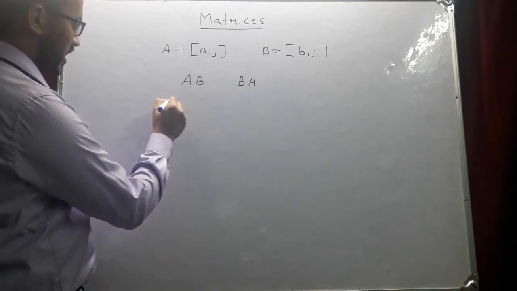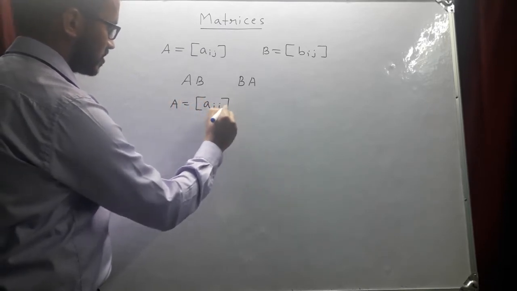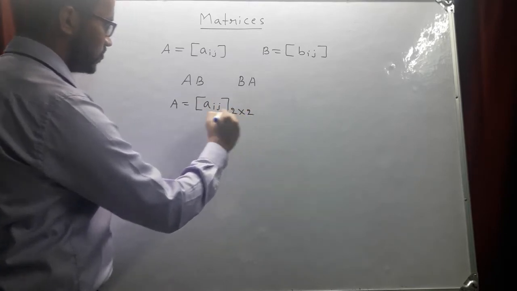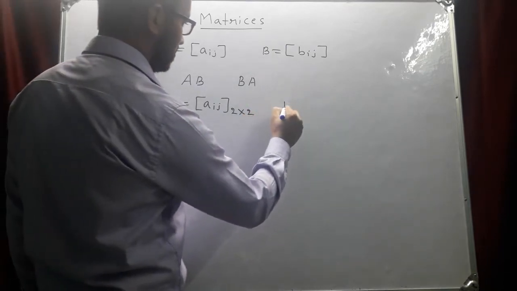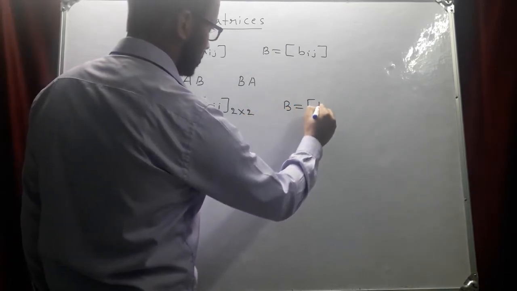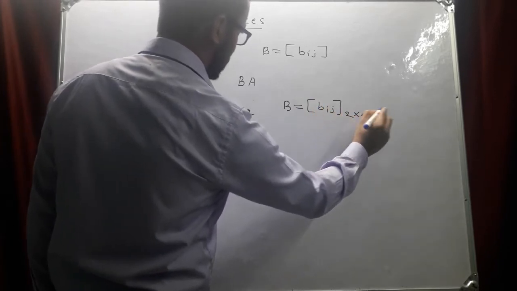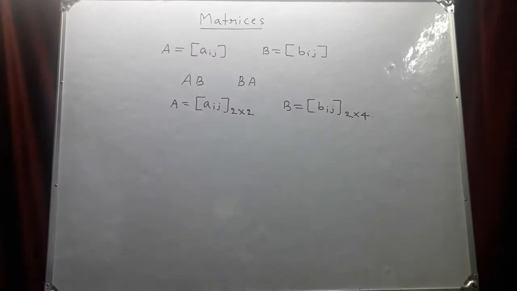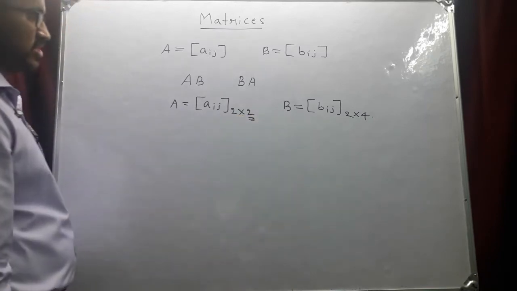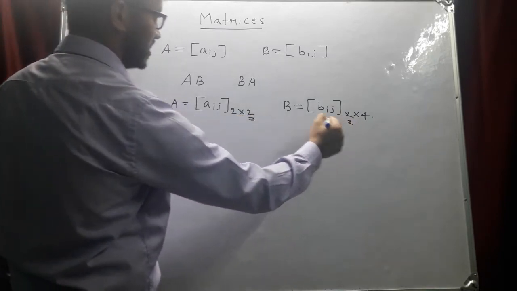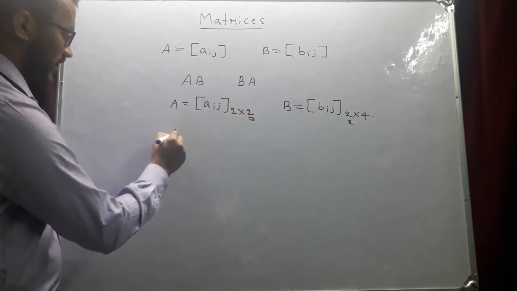consider the matrix A of the order 2 by 2, and consider the matrix B of the order 2 by 4. So clearly we can find the product AB because the number of columns in the first matrix is 2 and the number of rows in the second matrix is 2, both are the same. So we can find the product AB.